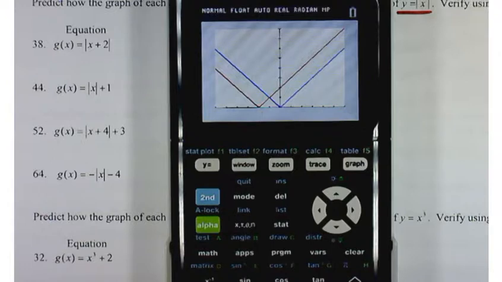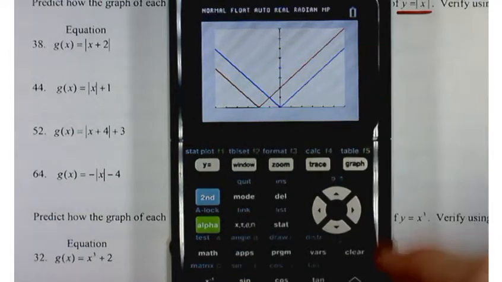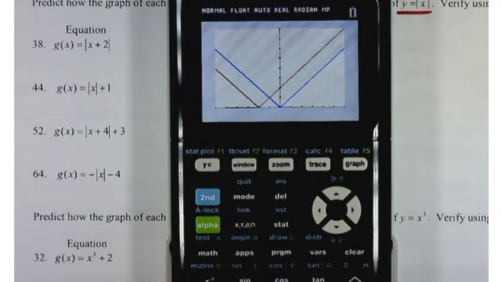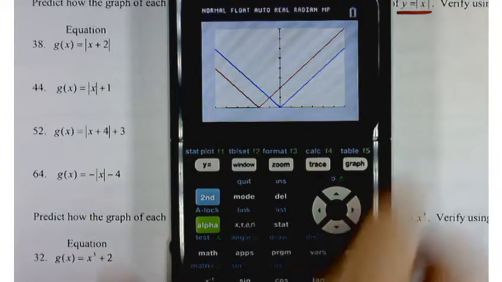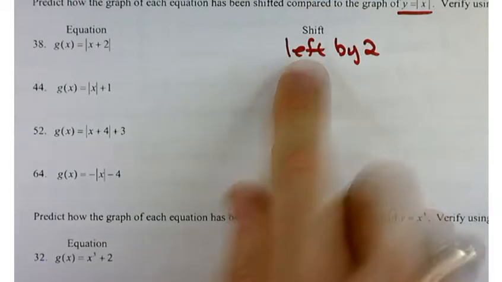I can't see that from here. Error. All right, so if you're getting an error, there's a problem between the calculator and the chair. No, if you're getting an error, come let me see your calculator at some point, and I'll see what we can do to help you out there. It did get shifted to the left by 2.